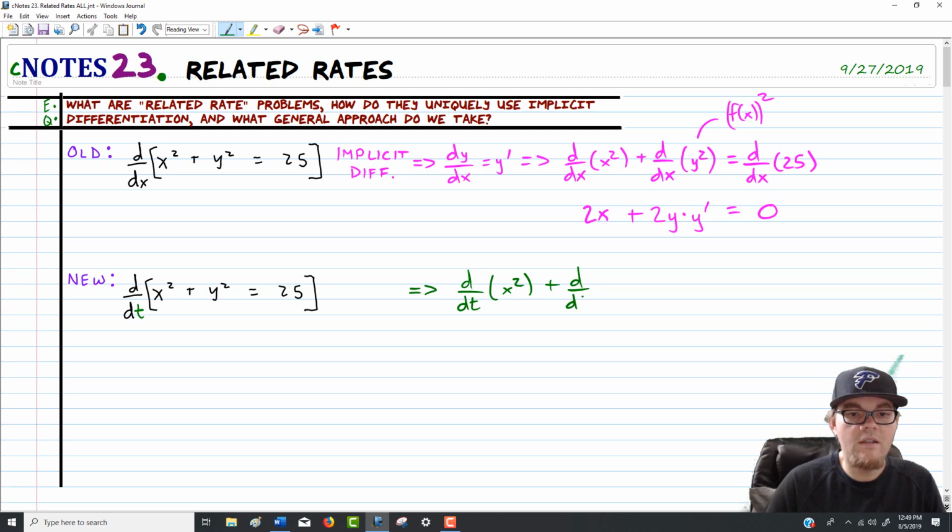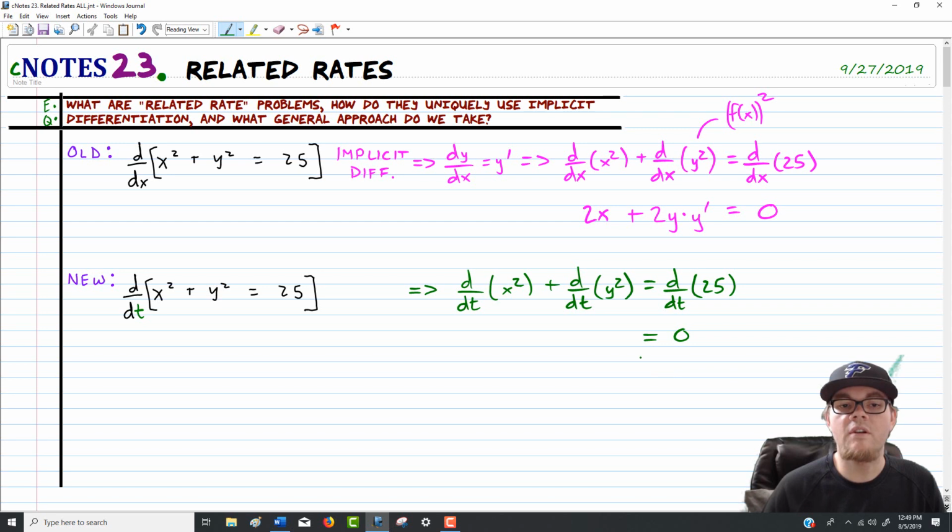So we'd have d/dt of x squared, d/dt of y squared, and d/dt of 25. Now some of these are easier than others. The right side is clearly equal to 0, but on the left side, now we have two situations where we have a variable being differentiated with respect to another one.